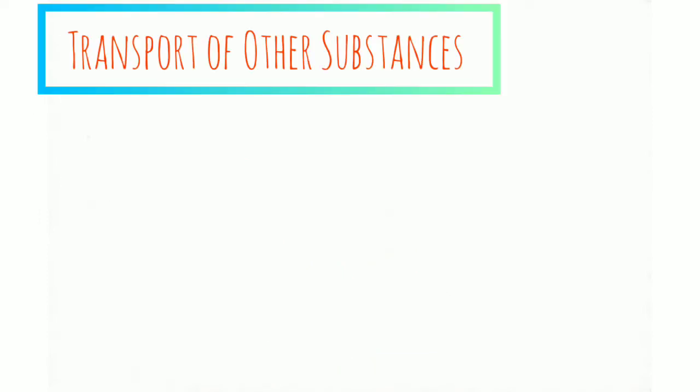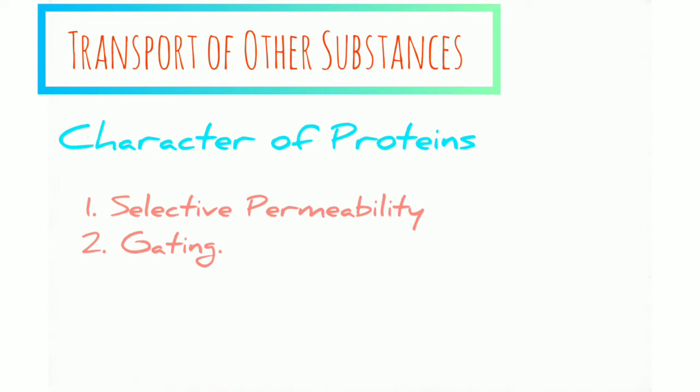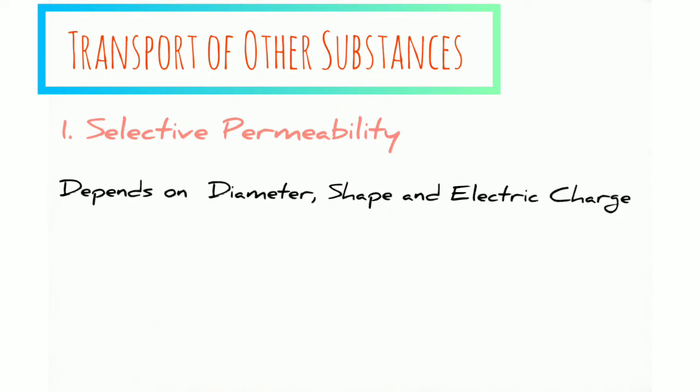Now you will say only ion channels will transport ions and water channels will transport water. No. Transport of other substances also occurs, which depends upon the character of the protein. So we are going to discuss two characters. First is selective permeability and second is gating. Talking about selective permeability, that depends on diameter, shape and electrical charge.